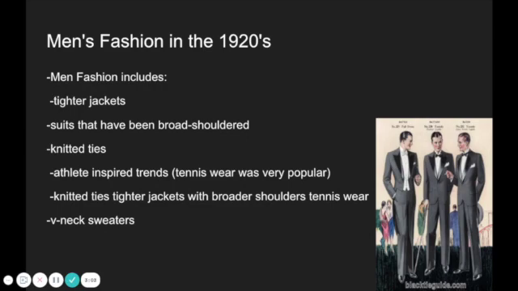Now there's new fashion. So the new fashion for men in the 1920s was aiming to look slimmer, more casual, and young. This includes tighter jackets, suits that have broad shoulders, knitted ties, athlete-inspired trends like tennis wear. Tennis wear was very popular. Knitted ties, tighter jackets with broader shoulders, tennis wear, V-neck sweaters.